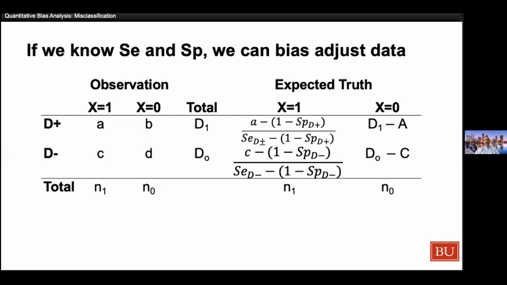And this is again an example of what we refer to as quantitative bias analysis, assessing the amount of bias that we would expect to be in our observed data if we know what the bias parameters are. In this case, the bias parameters are sensitivity and specificity.